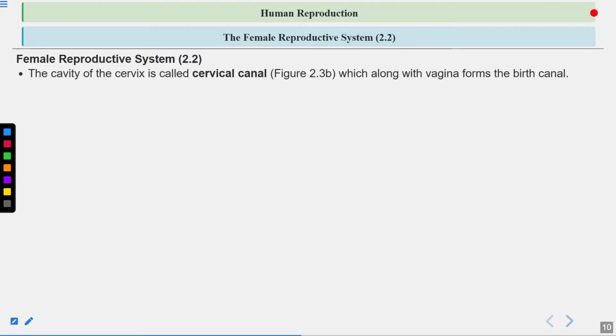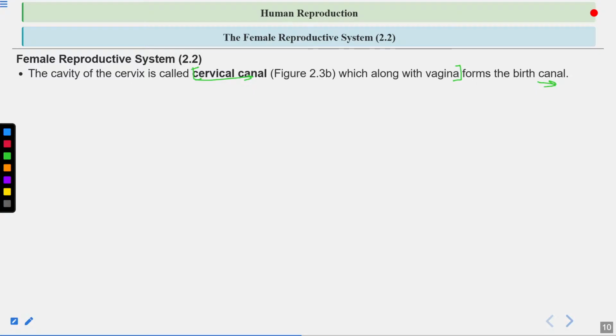The cavity of the cervix is called the cervical canal, which along with the vagina forms the birth canal. So what is the cavity of the cervix called? It is known as the cervical canal. And the cervical canal along with the vagina forms the birth canal. Again, a question can come from here.